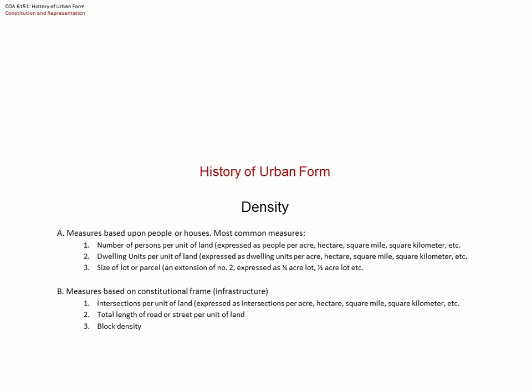Another whole category of density are measures that are based upon the constitutional frame, what was on the left side of the screen in the last lecture. And that would be the number of intersections per unit of land or the number of blocks per unit of land. Because of the relative permanence of the constitutional order, I think it's important for the long term to measure density in terms of the number of intersections that we have per unit of land.